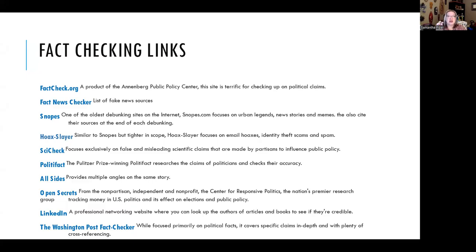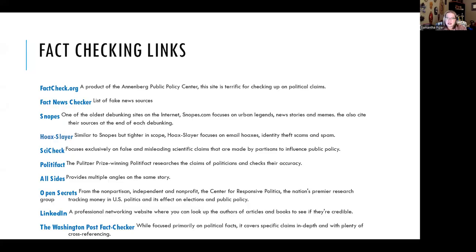Allsides.com is the site that we're going to use to get our 3 articles for our project. So this is one that I highly respect. I use it frequently, especially for anything that has to do with current events, because it's going to give you 3 different articles. It's called a roundup. Super cool stuff. Open Secrets is nonpartisan. It's independent and nonprofit. So there's not a stake in the game here. So I like that, because it tracks a lot of US politics, especially when it comes to elections and public policy.